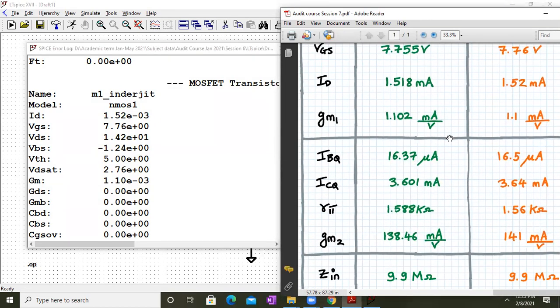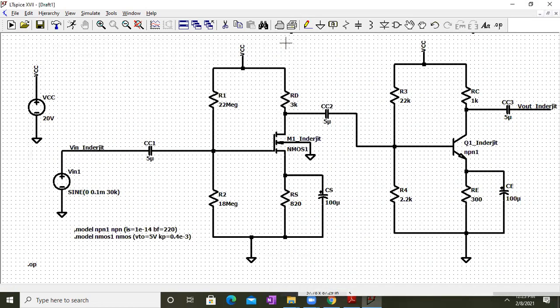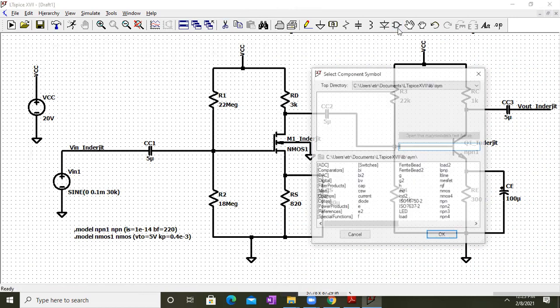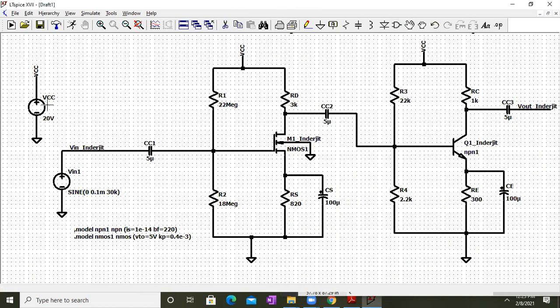Now all the DC parameters are verified. Now we'll go for the AC parameters, that is the gain. So we'll close this, and we have to delete this .op statement. So remember, in addition to the resistors and capacitors and the two transistors, we have to connect an external supply. So for the supply, we go to the library and type voltage. So this voltage you have to select. There are two voltages, one is DC and one is AC.